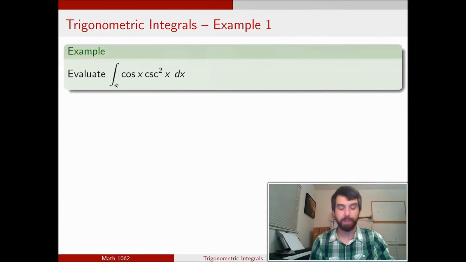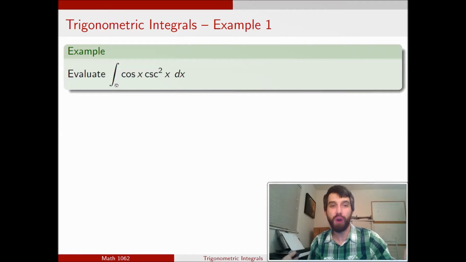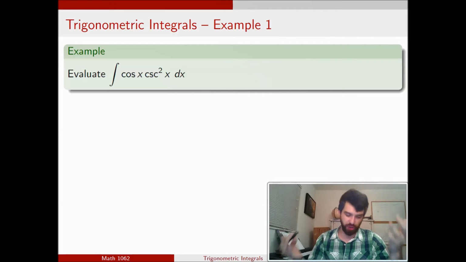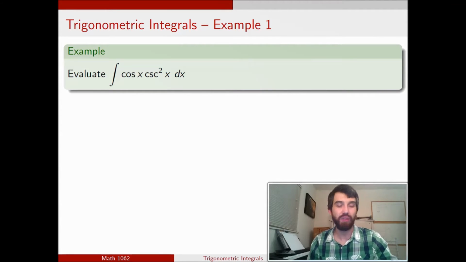So, for instance, in this example, we have cosine of x times cosecant squared of x. And I don't immediately, when I look at this, see some u substitution that I want to do. For example, I don't want to have u as cos, doesn't really make any sense. U as cosecant of x. Those may be reasonable guesses, but if you try them, you're not really going to get anywhere. So we want to apply a trig rule.